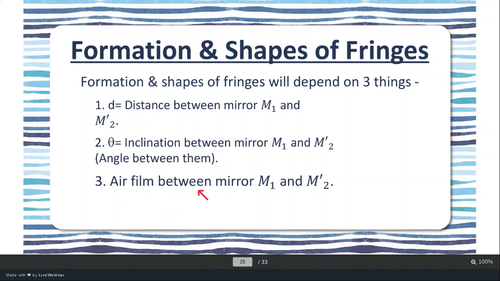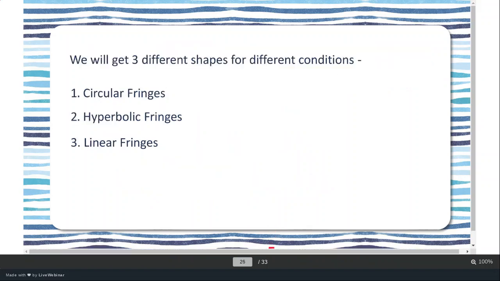So the air film between mirror M1 and M2, the kind of medium. Let's say the air is normal, or there's some other type of gas present there, or there are a lot of particles present in the medium the light ray is traveling. It may affect which kind of fringes we may observe, because the light ray will get reflected from them. So we will get three different types for different conditions.